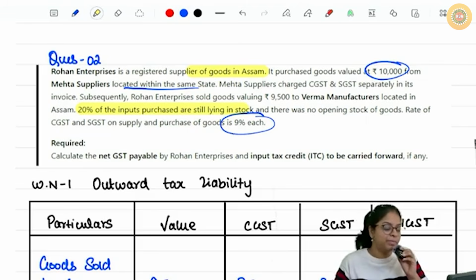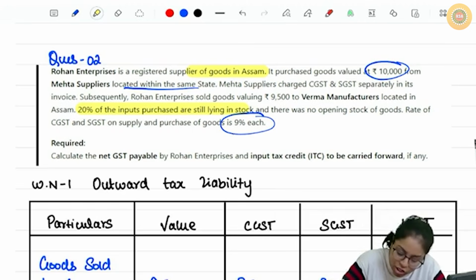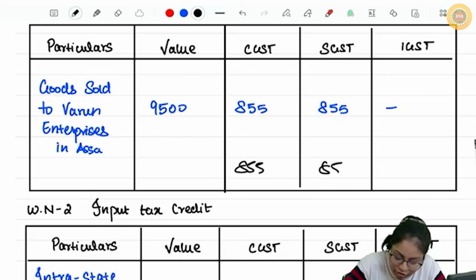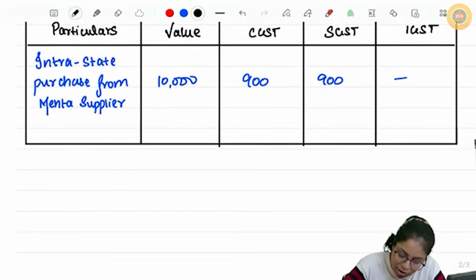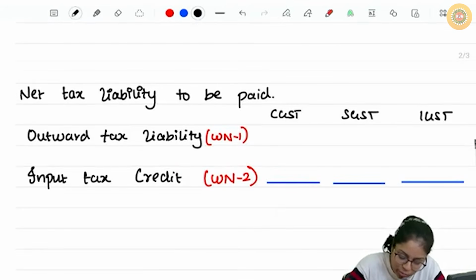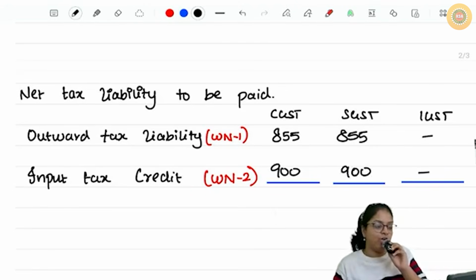However, it has no adjustment to be made, because you purchased goods, raw materials, and they are lying in your stock. What difference does it make? It does not make any difference. So that's it, the question is done. Finally, it is 855, 855 and nil. And the ITC amounts to 900, 900 and nil. In my final column, my outward tax liability is 855 of CGST, 855 of SGST and nil of IGST, and ITC is 900 CGST, 900 SGST and nil of IGST.